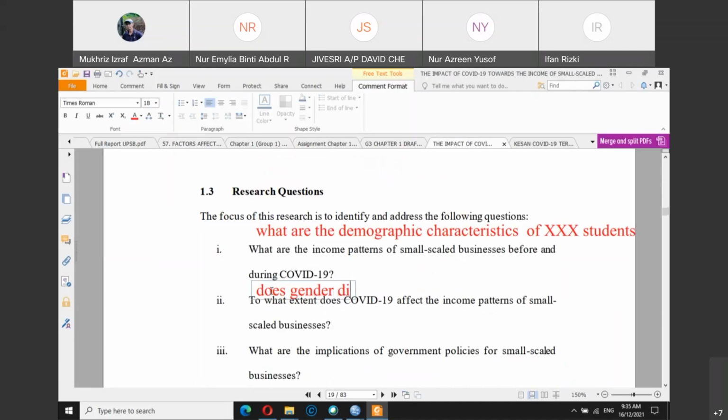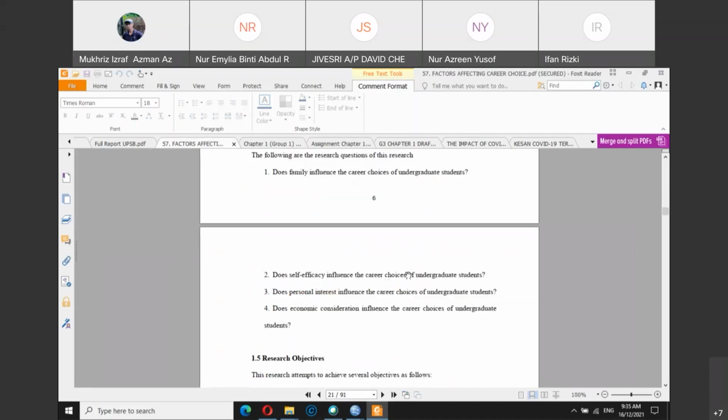gender differences, affect. So let's say, this one is about career choice.